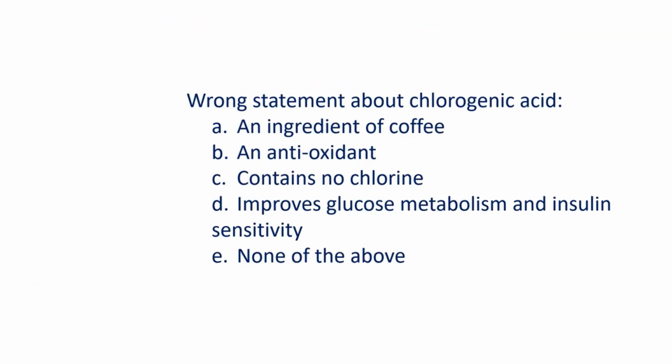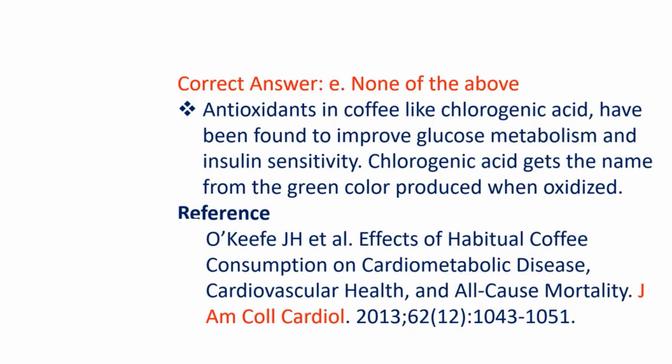Wrong statement about chlorogenic acid: A. An ingredient of coffee. B. An antioxidant. C. Contains no chlorine. D. Improves glucose metabolism and insulin sensitivity. E. None of the above. Correct answer: E. None of the above. Antioxidants in coffee like chlorogenic acid have been found to improve glucose metabolism and insulin sensitivity. Chlorogenic acid gets its name from the green color produced when oxidized.